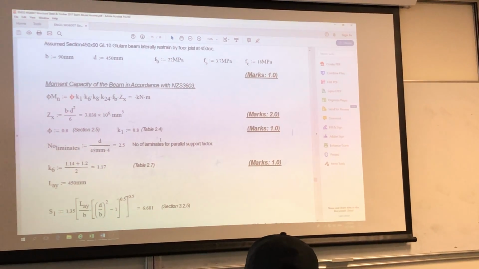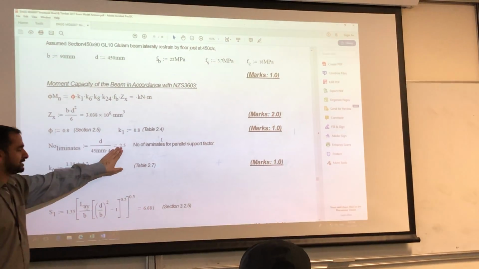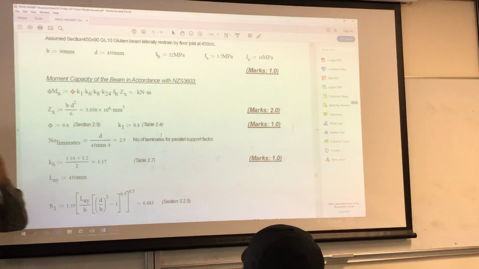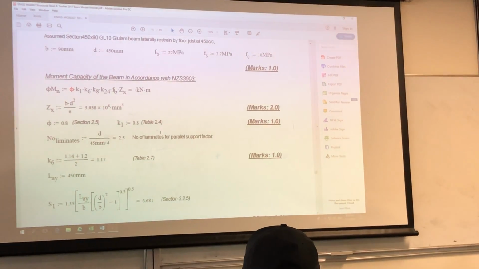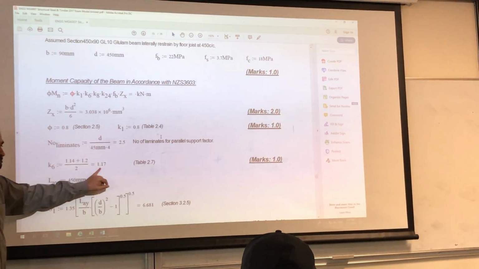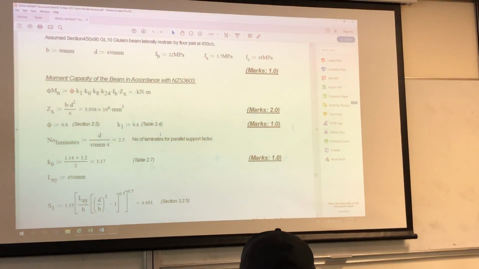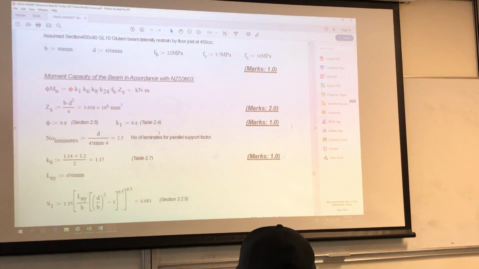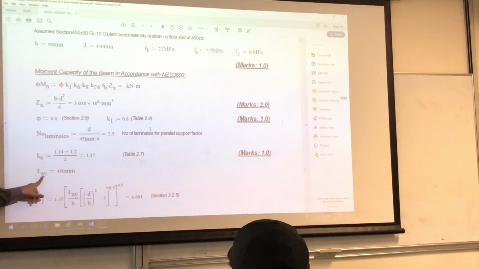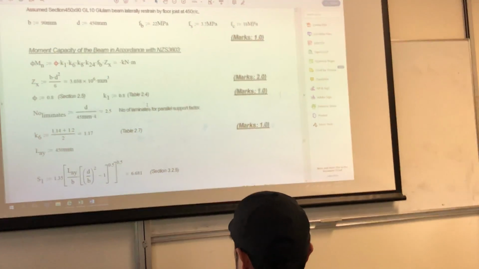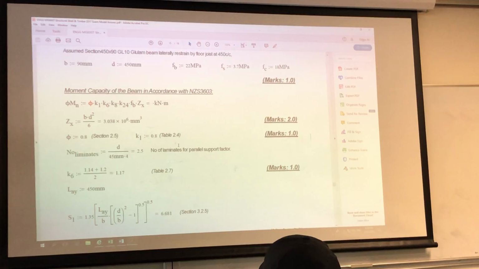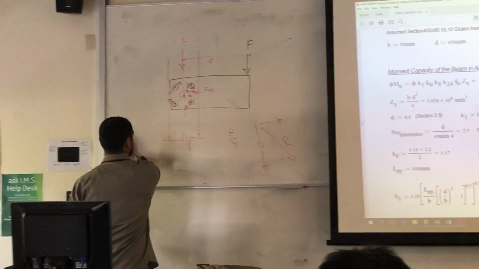Now, I need to know the number of laminates. How many laminates are there? You simply divide by the thickness of each laminate. And then K6 would be from table 2.7, the way we do for K4. So for glue lam, it's K6. And then LAY, because we have the floor joists at 450 centers. So what do those floor joists do?